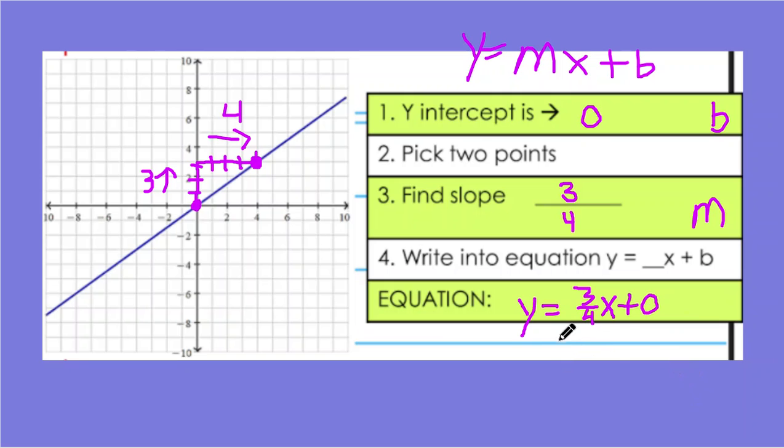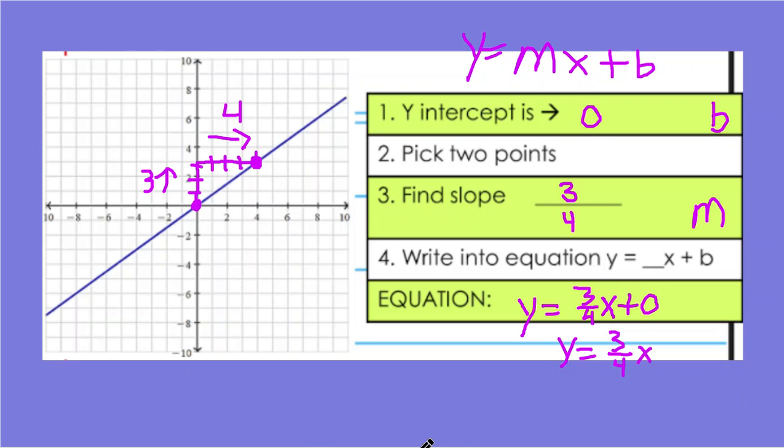Well, sometimes you can see this written as y equals 3 over 4x with no plus 0, because they don't write that plus 0, because when you add 0 to something, it doesn't change it. So there's no real reason to write it. Like if I had 5 and I went 5 plus 0, it's still 5, right? So sometimes I don't write that plus 0. They just leave it as y equals 3/4 x.